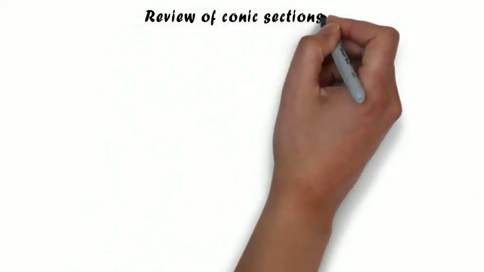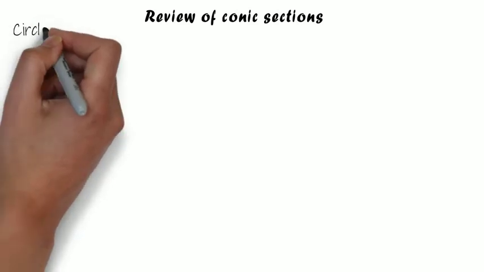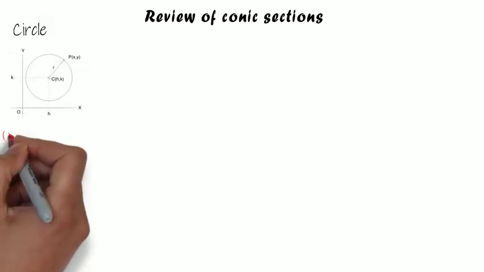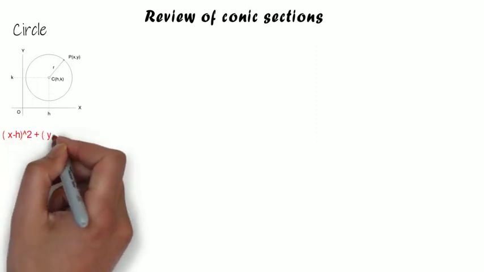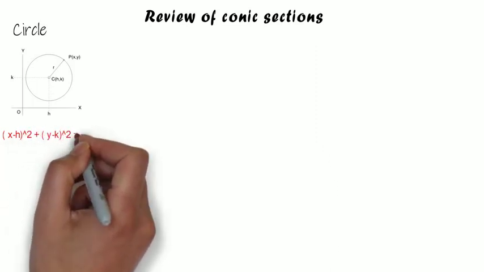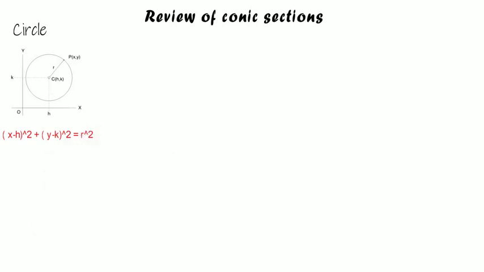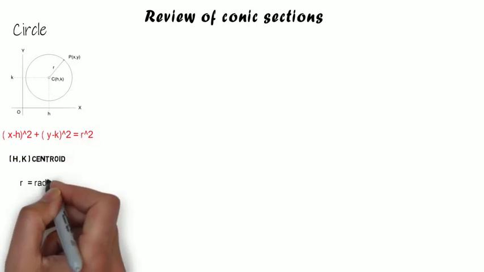So today's video we're talking about conic sections. Let's start with the circle. The standard form of a circle is (x minus h) squared plus (y minus k) squared equals r squared, where h and k are the centroid coordinates and r is the radius of the circle.